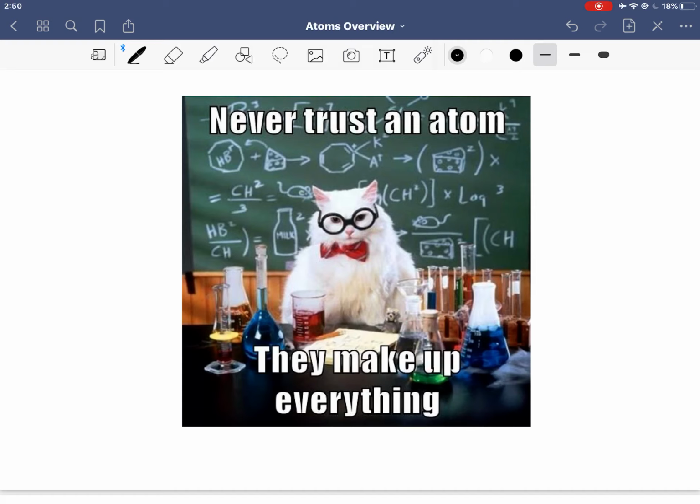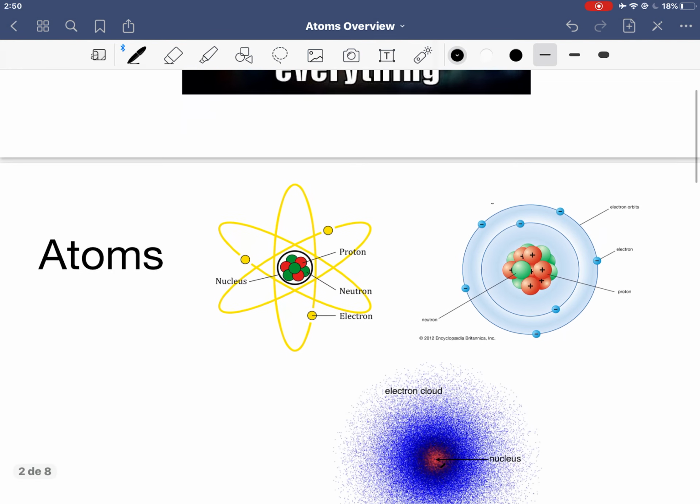Today we're going to be talking a little bit about atoms. It's really hard to imagine a topic in chemistry that's more important than the atom. Indeed, we should never trust an atom because they make up everything. I hope by the end of this lecture you'll be able to understand the joke in this meme here.